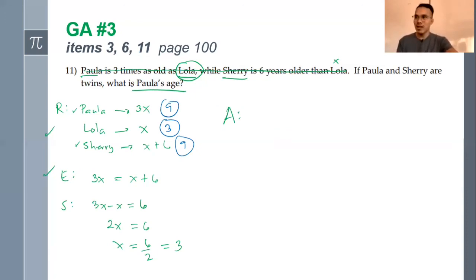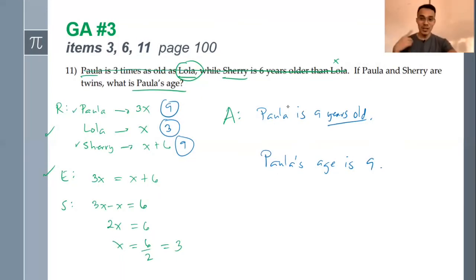Okay, the question here is, what is Paula's age? Paula is 9 years old. You're going to use years old kapag walang binanggit na age. Pag sinabi kong Paula's age is 9, wala nang years old. Ganun lang yon. Paula is 9 years old or Paula's age is 9. Something like that.